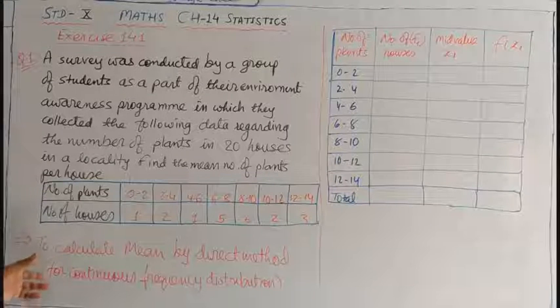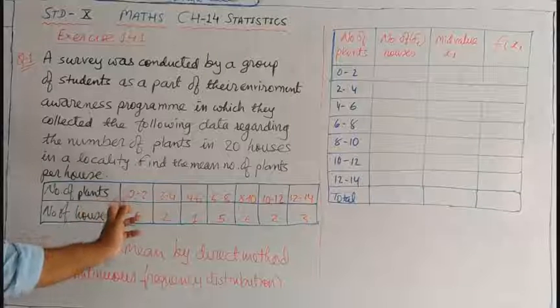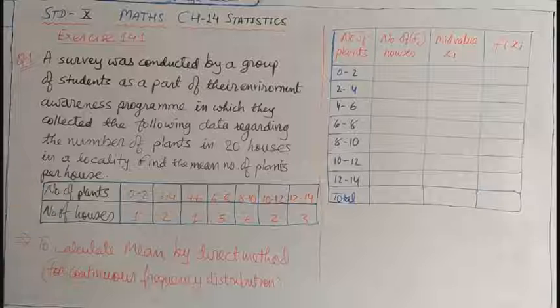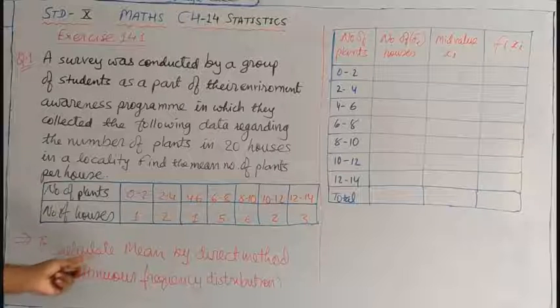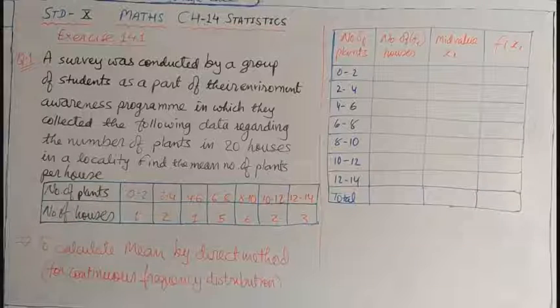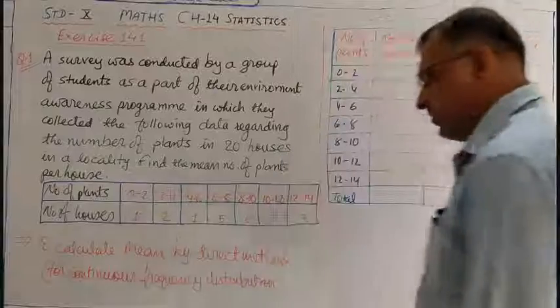So question is, find the mean number of plants per house. So per house, how many? What is the mean number of plants? So calculate the mean by direct method for this continuous frequency distribution. Let us proceed. So first of all, we have to make the table to find the mean.